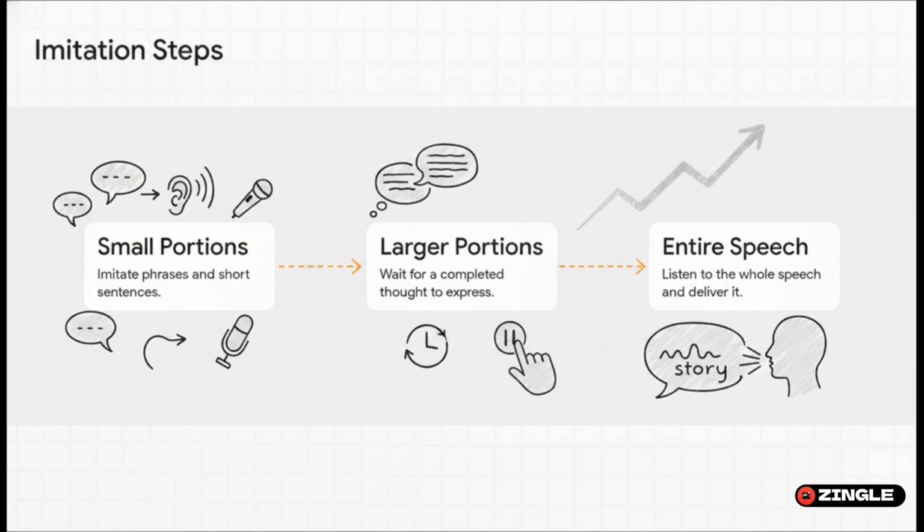Finally, once you've mastered paragraphs, you move to step 3. You listen to a whole short story or a speech, maybe 2 or 3 minutes long, and then you try to deliver that entire speech on your own from memory. By progressing from 3 seconds to 3 minutes, you're giving your brain an incredibly intense, highly effective speaking workout.